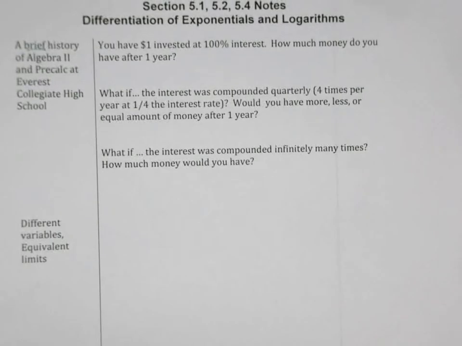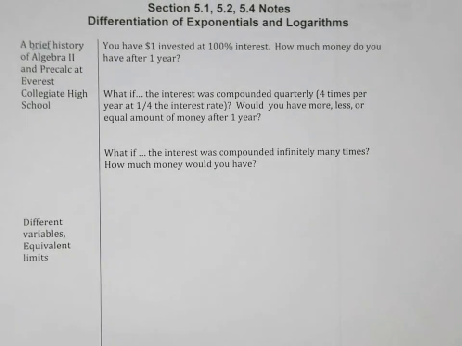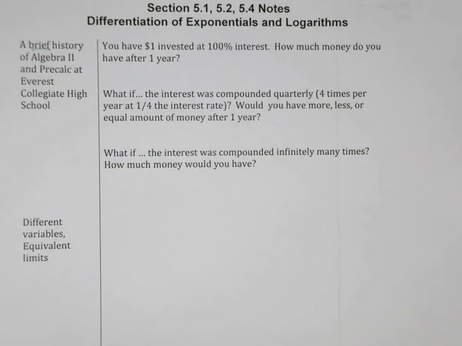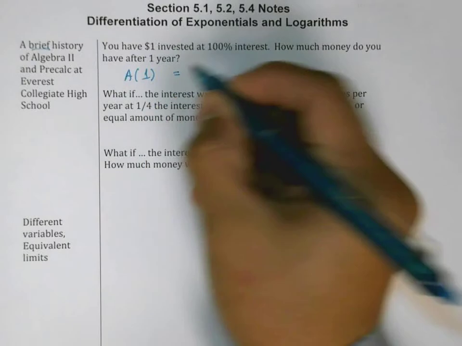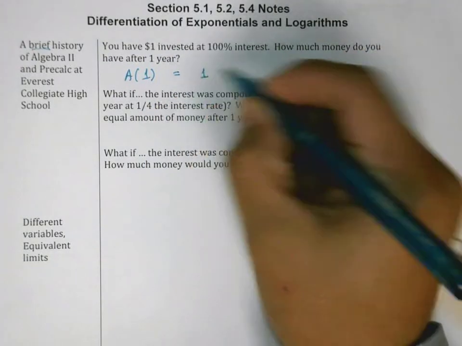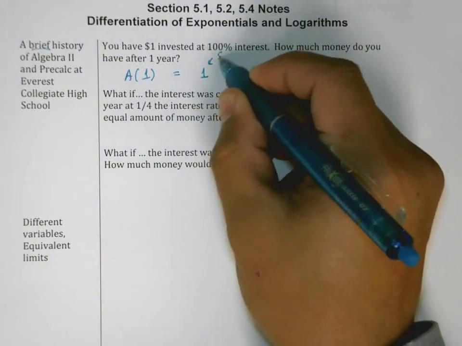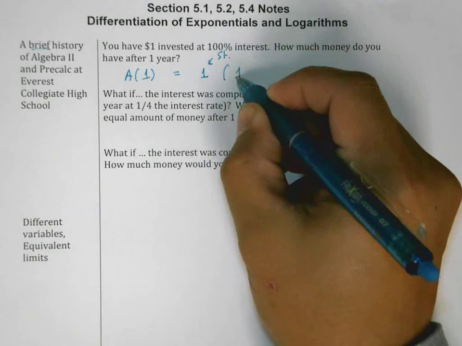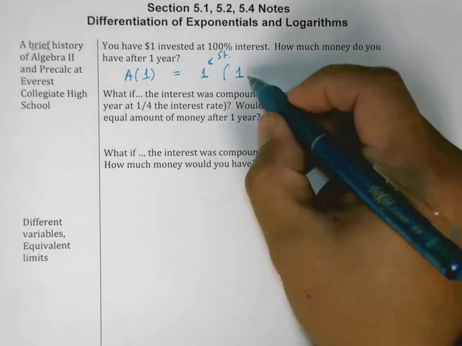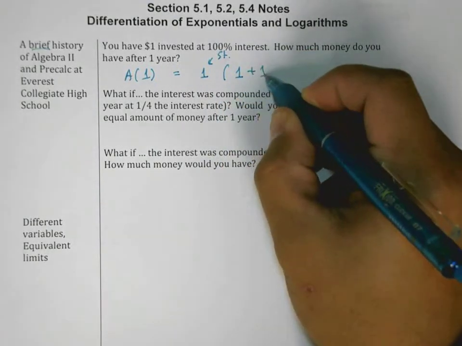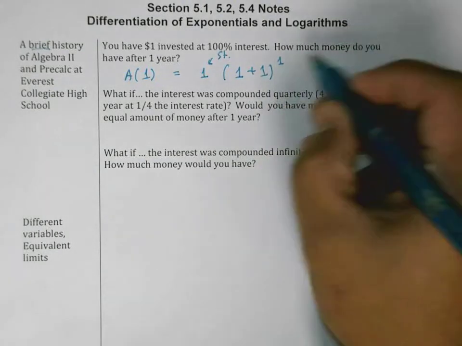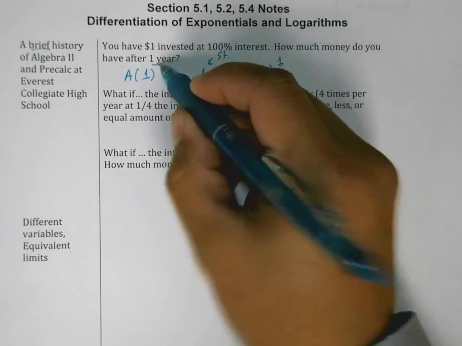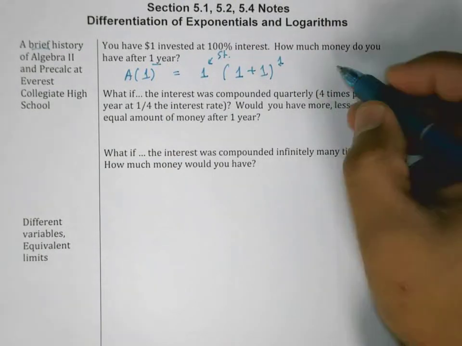So it says if you have $1 invested at 100% interest, how much money do you have after 1 year? Well, the amount of money you have after 1 year is the amount that you started with. That's $1, the starting amount, times 100%, because that's what you have to start with, plus another 100%, because that's the interest, raised to the first power, because that is the number of years that you're investing for. So altogether, you have $2.